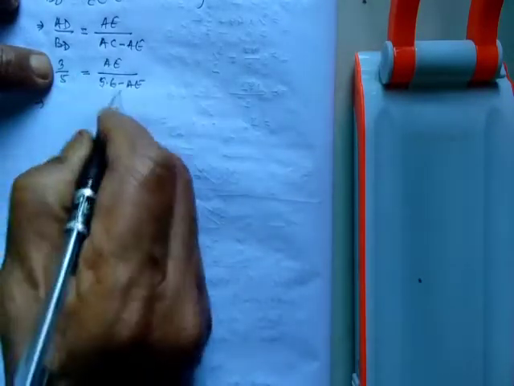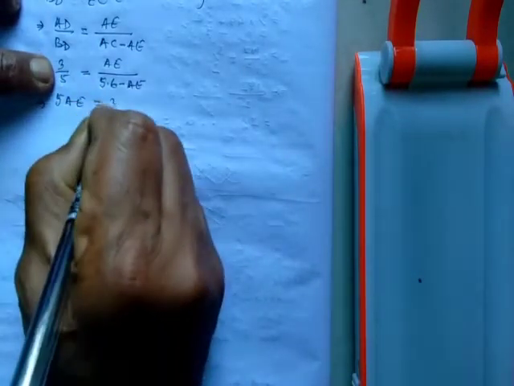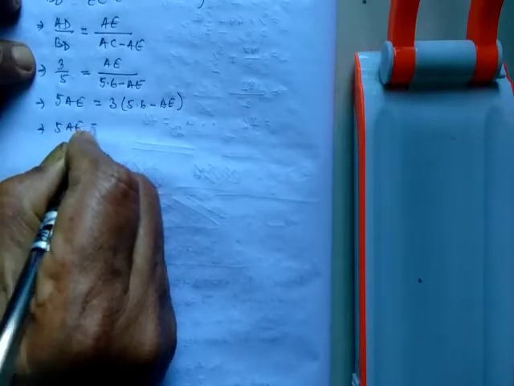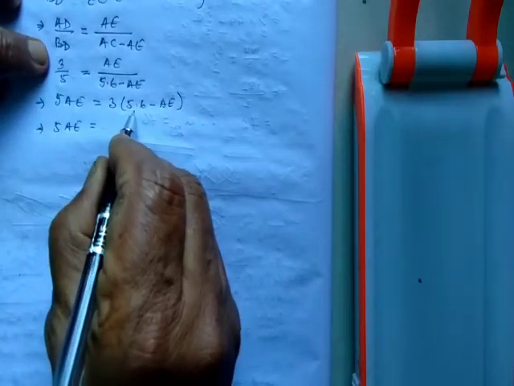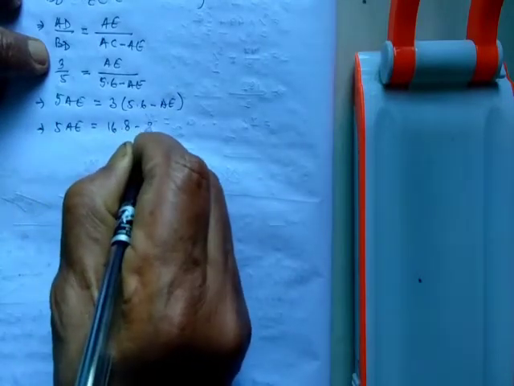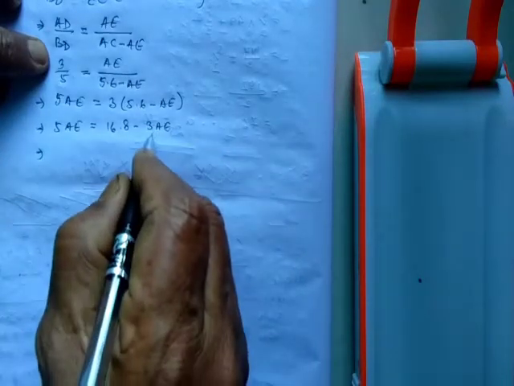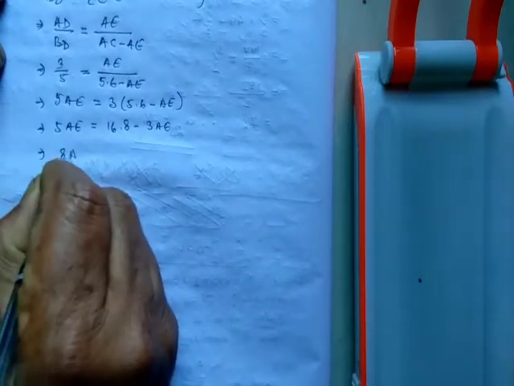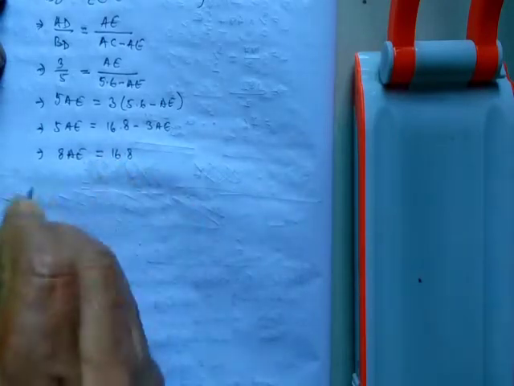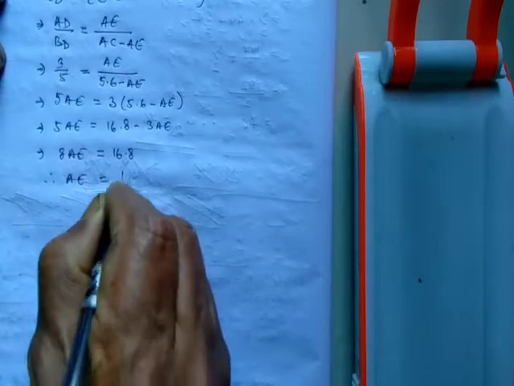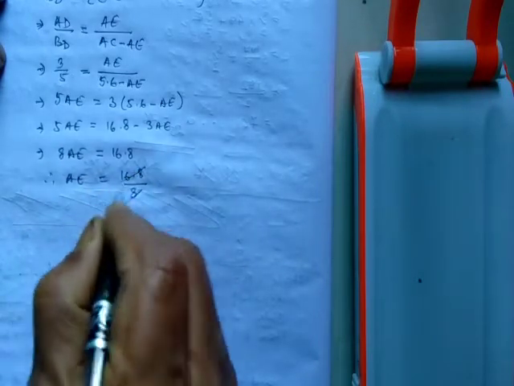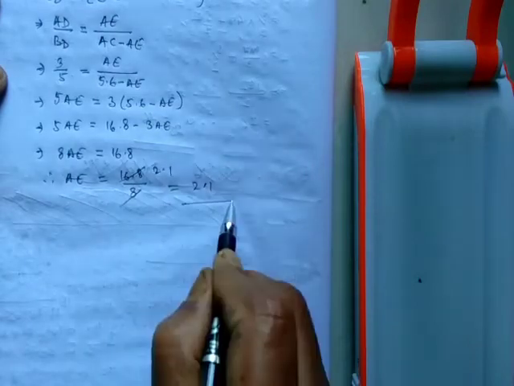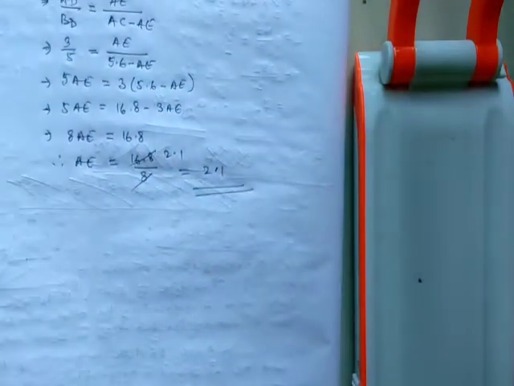This implies, by cross multiplication, 5AE is equal to 3 into (5.6 minus AE). 5AE is equal to 3 into 5.6, which is 16.8, minus 3AE. Minus 3AE when it comes this side will become plus 3AE. 3 plus 5, 8AE is equal to 16.8. Therefore, AE is equal to 16.8 by 8, which is 2.1 units. So this is how you get the value.